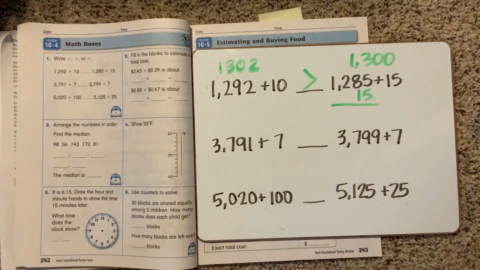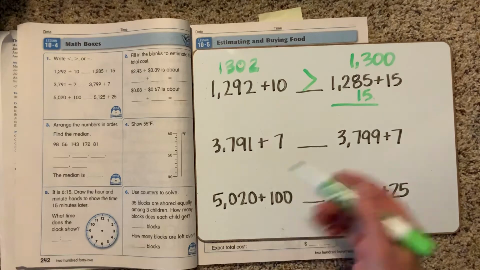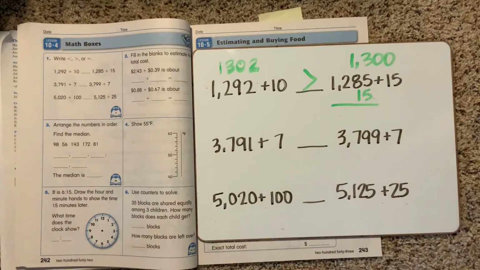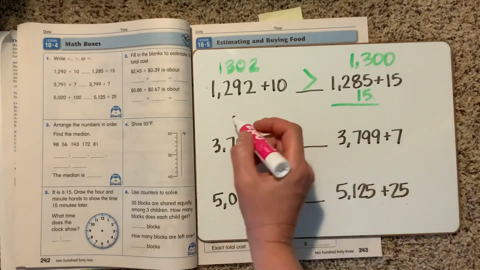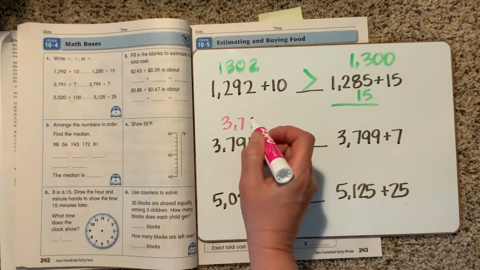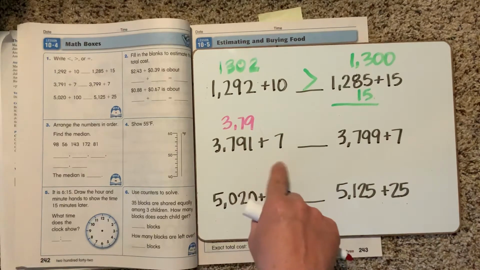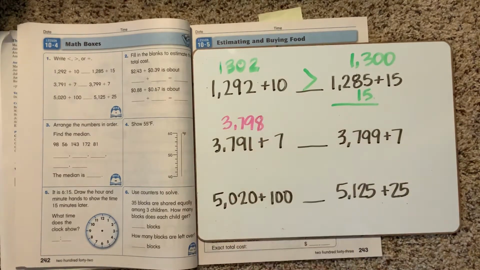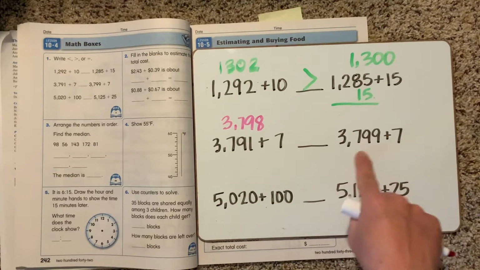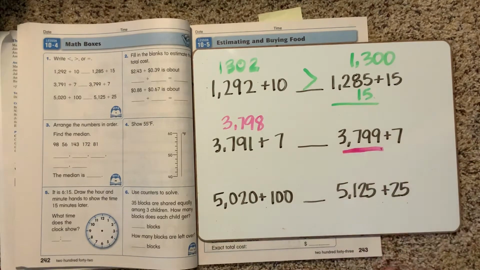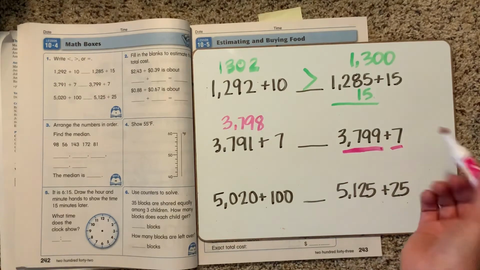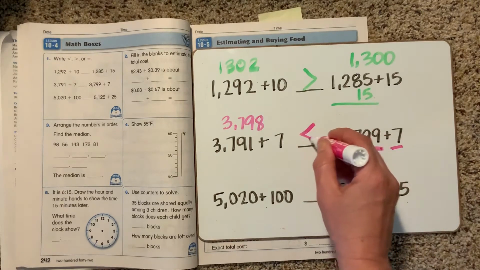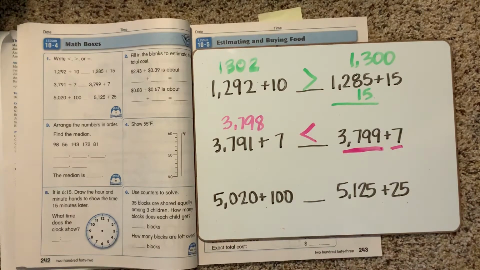For the second problem, I don't know if you actually finished both sides or not. When I looked at that problem, I said, I can do this in my head. 3,791 plus 7, that is 3,798. I can see that this is already larger than 3,791, and I'm adding even more. I'm adding 7 more to that. So I already know that that side is going to be greater. So 3,791 plus 7 is less than 3,799 plus 7.